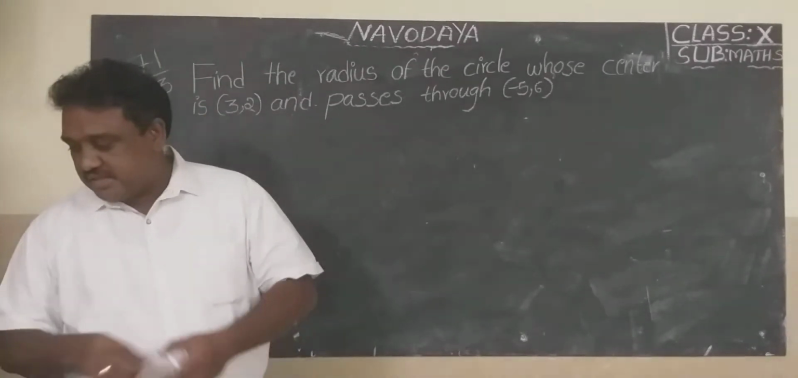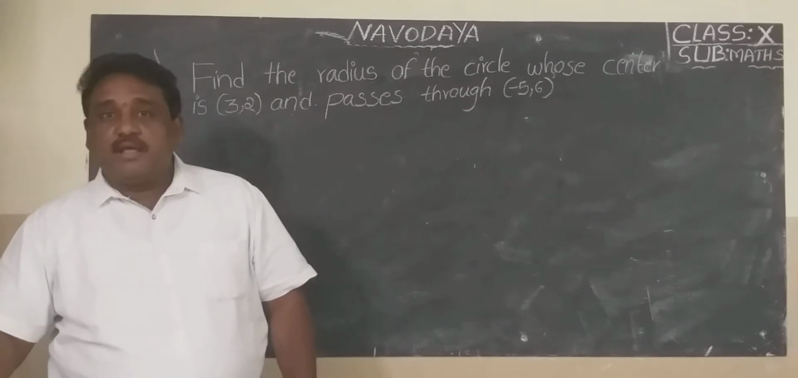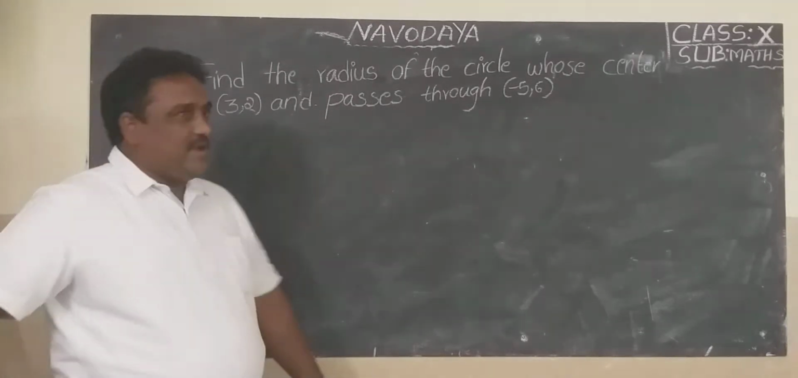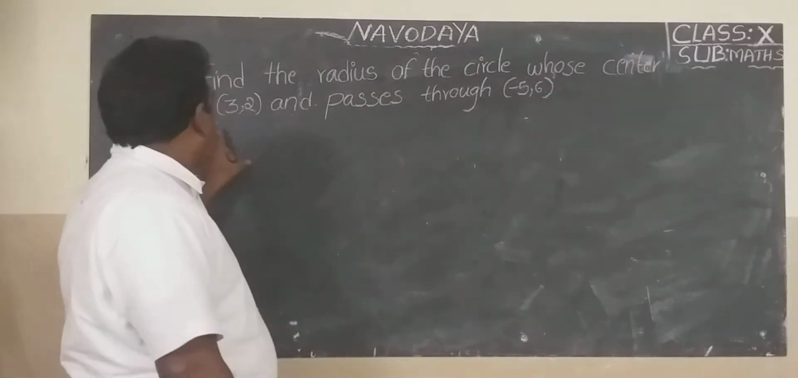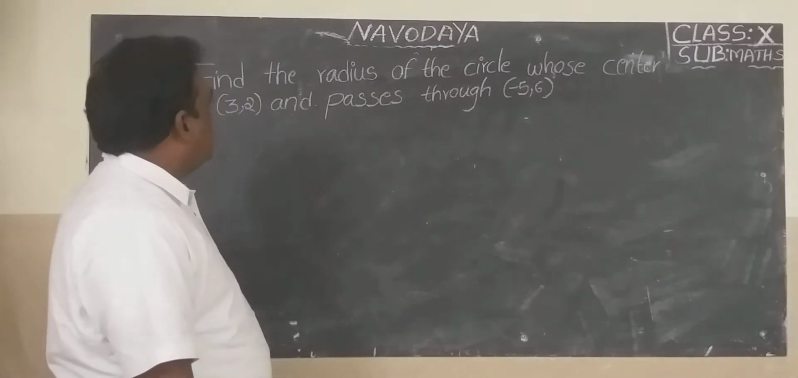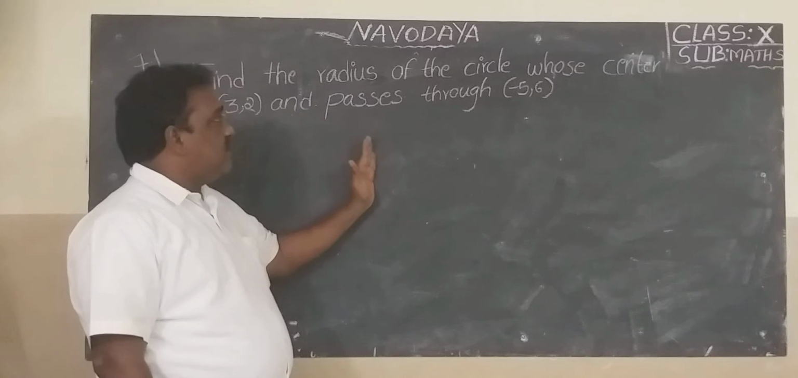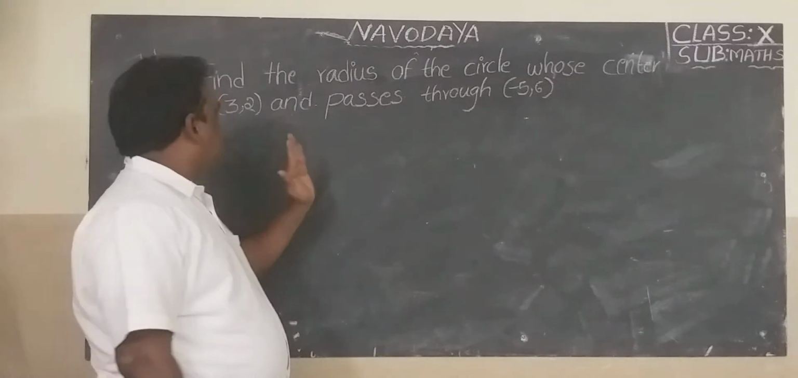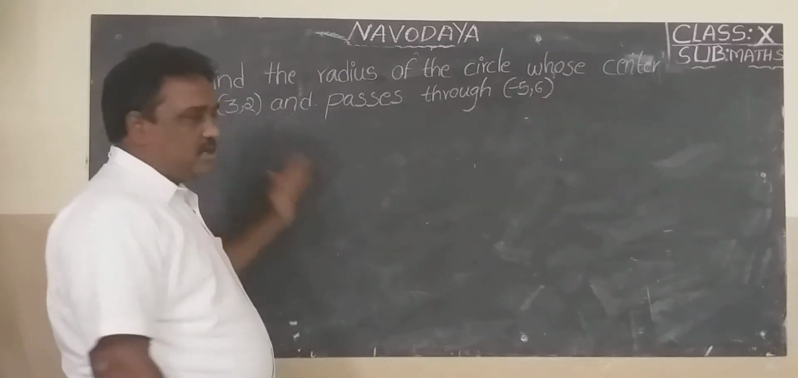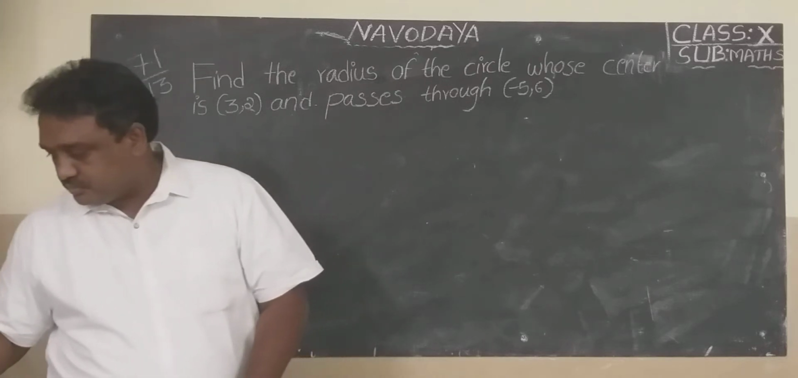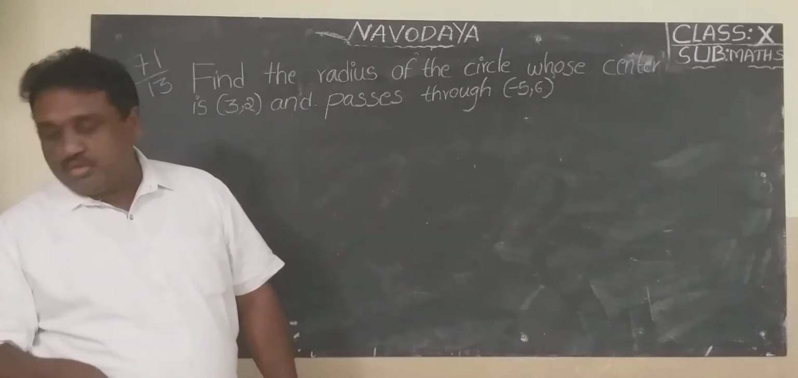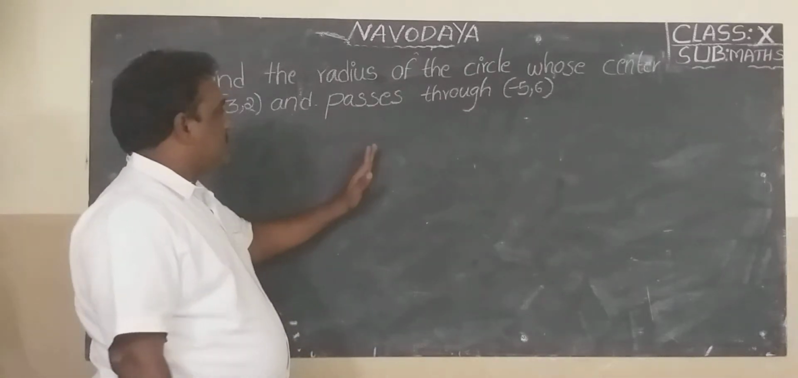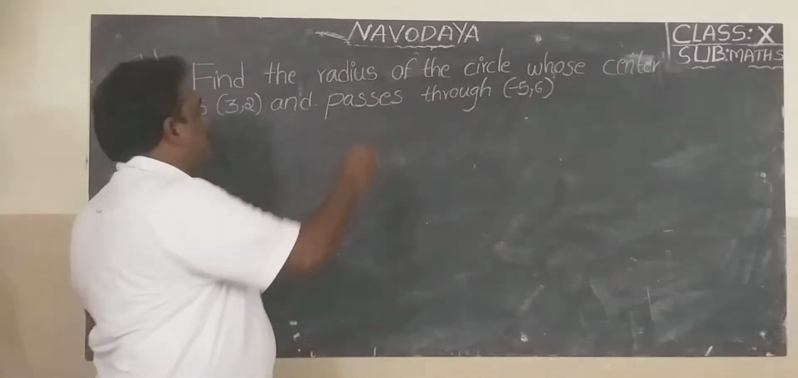In the last class, 7.1, problems 11 and 12 were completed. Now problem number 13 of 7.1. What is problem number 13? Find the radius of the circle whose center is (3, 2) and passes through (-5, 6). So what do we need to find out?